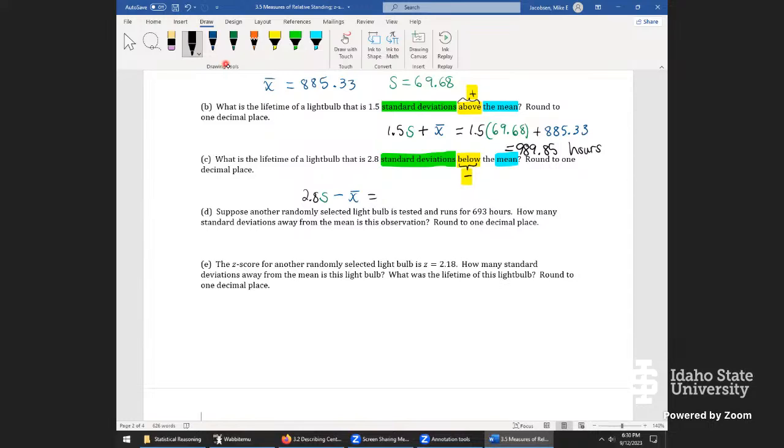Okay, now last thing to do is just plug in our missing information. 2.8 just copies down. S, let's look that up, is 69.68. Then we'll go minus, let me put that in black. X bar we look up, it's 885.33.